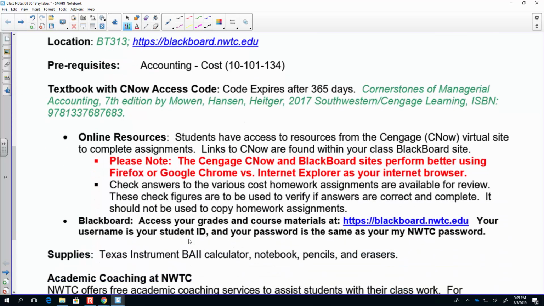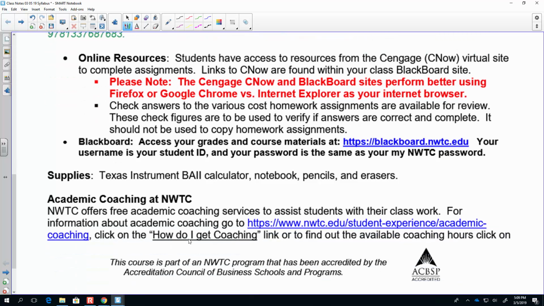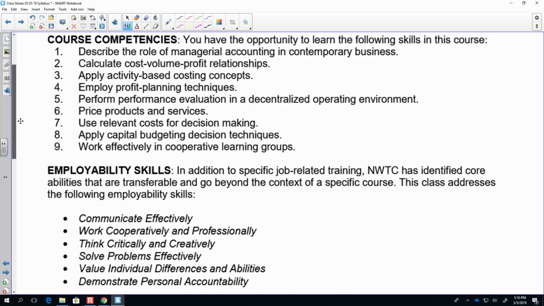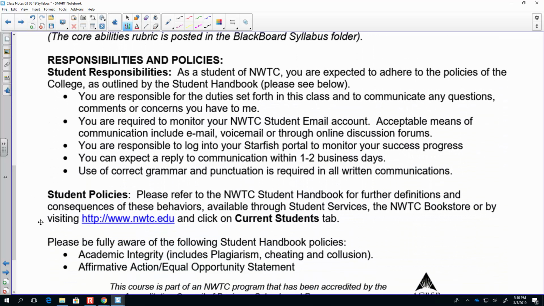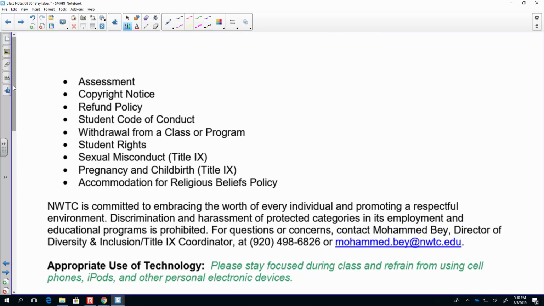We've already mentioned the See Now came with the book, which is our homework system. Coaching, basically, you're the upper level students, so there isn't much coaching for you available. If you can find your managerial buddy here at school, that's great, or if you can access your questions through me. The rest of this is pretty basic. What we cover are 9 course competencies, our employability skills, your responsibilities and so forth. That's all very consistent to every class at TC, basically. It's supposed to be.